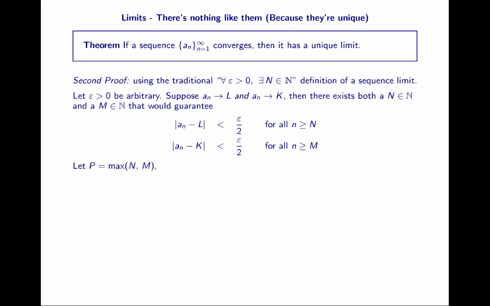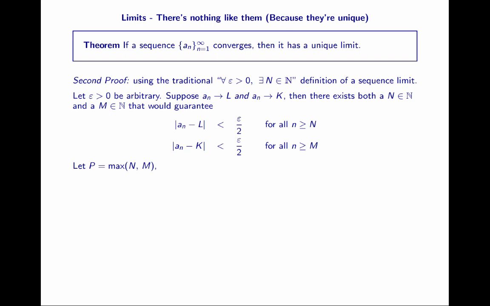Now, from the definition, we know that we can make that difference less than any epsilon. So why did we put epsilon over 2 instead of just epsilon? Well, eventually we're going to show that if a_n is within half of epsilon of L and half an epsilon of K, then L and K are within epsilon of each other. Okay, that's what we're working towards.